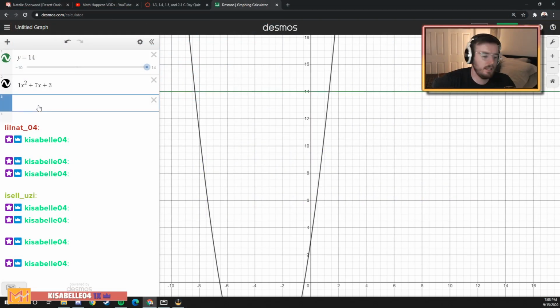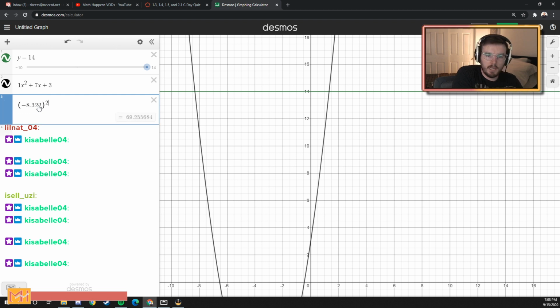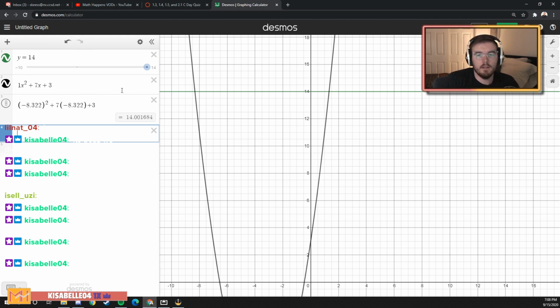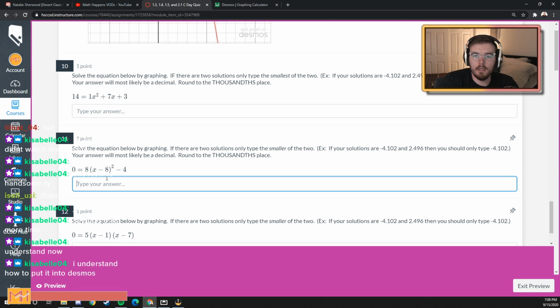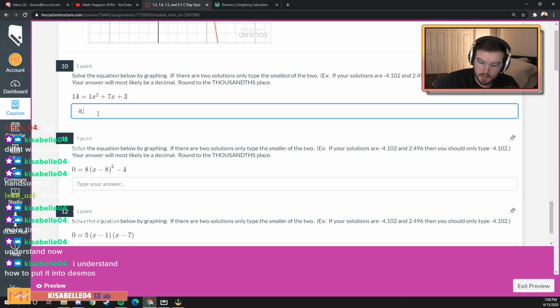And watch me do it. All right? When I plug that in, negative 8.322 squared plus 7 times negative 8.322 plus 3. Boom. Obviously, there's the rounding issue. Please forgive the rounding issue, right? Because it's a decimal that's been rounded. But the point is it equals 14, right? We solved for the number. Okay? Negative 8.322.